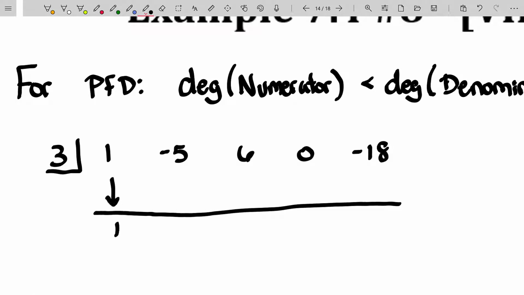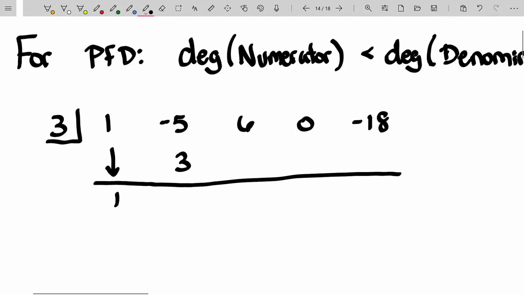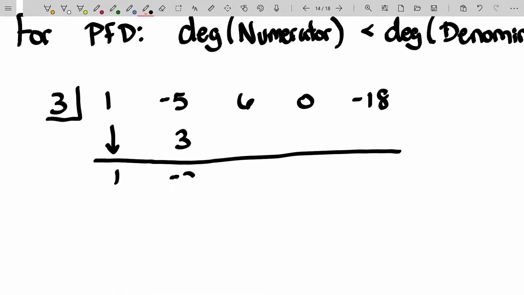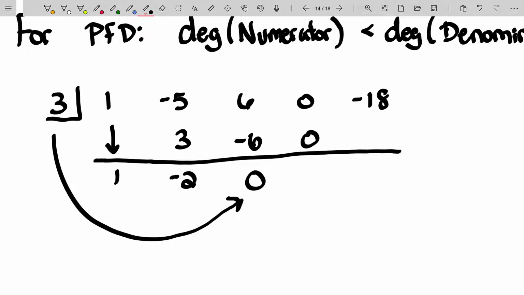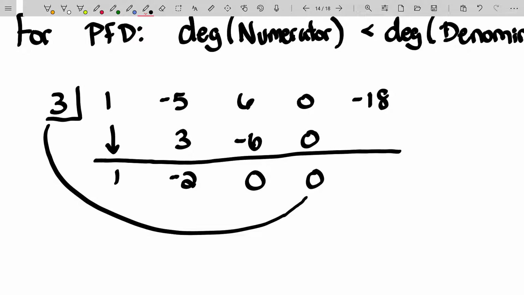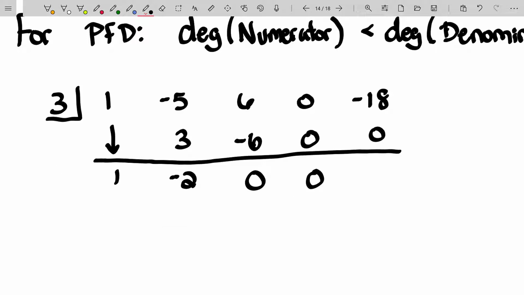Bring down the 1, multiply that by 3, place it right here. Add those two together, -5 plus 3 is -2. Multiply that by 3, you get a -6. Add those two together and you'll get 0. Multiply that by 3 and you will get 0. Add those two together, you get 0. Multiply that by 3 and you'll get 0. Add those two together and you'll get a remainder of -18.